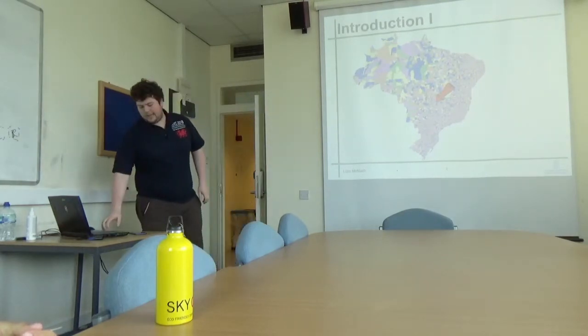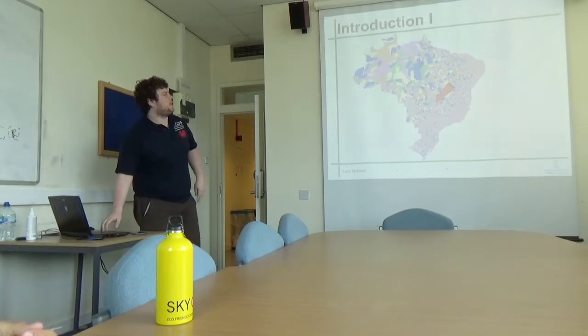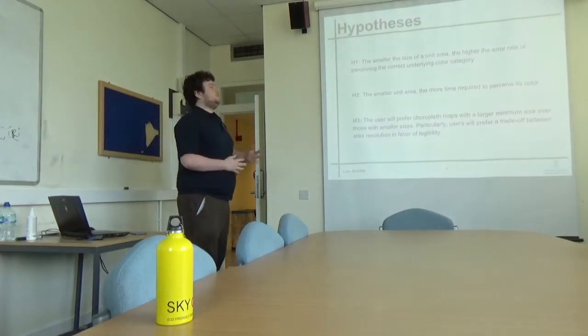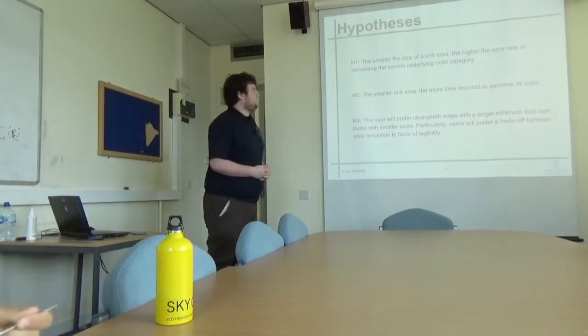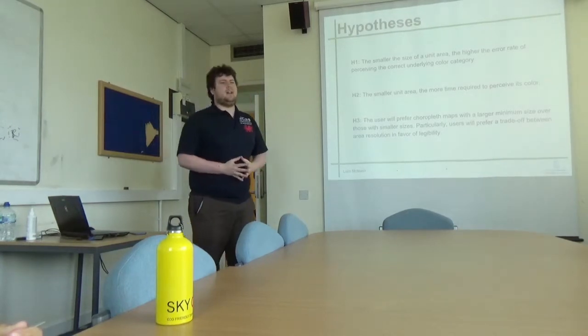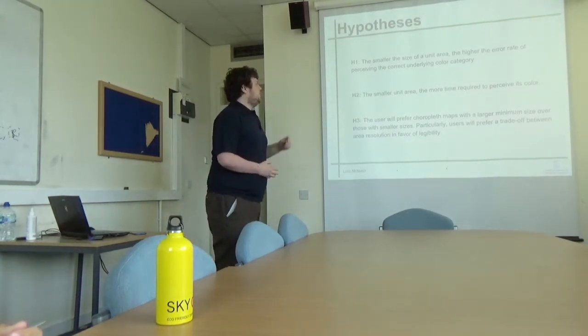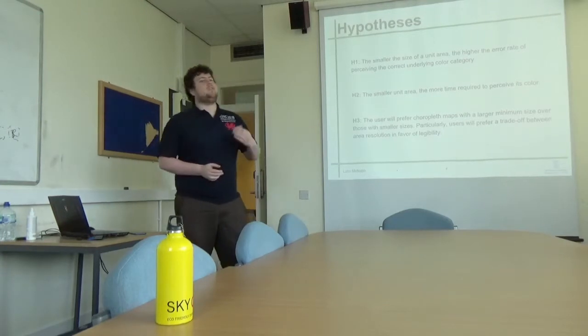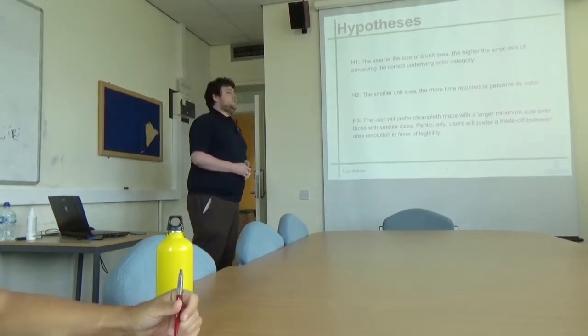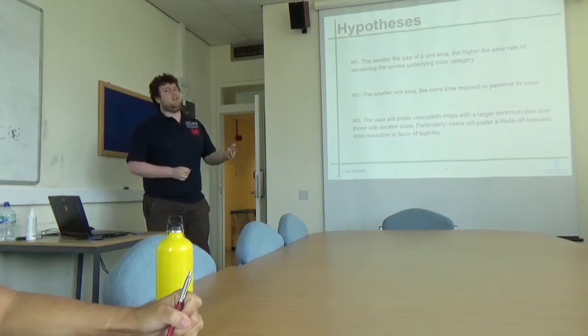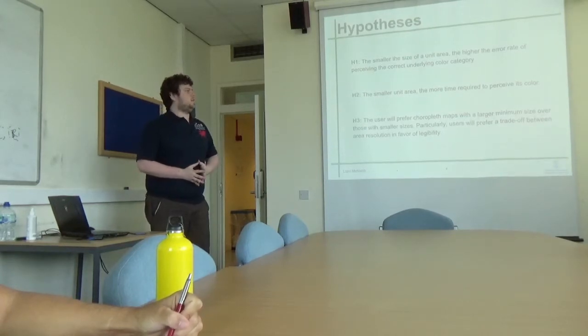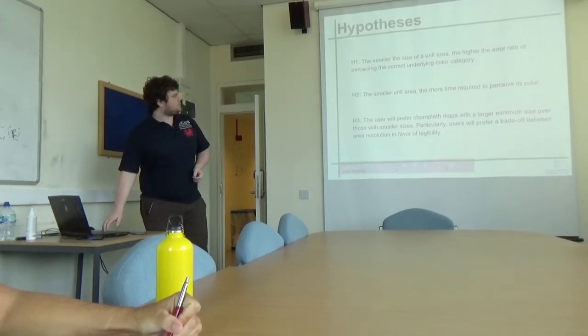And so we created some hypotheses based on this. We assumed that the smaller the size of the unit area, the higher the error rate of perceiving the colour. We assume that the smaller the unit area, the more time it would take to perceive the colour. And we also assumed that users would actually prefer to have larger areas rather than smaller areas.